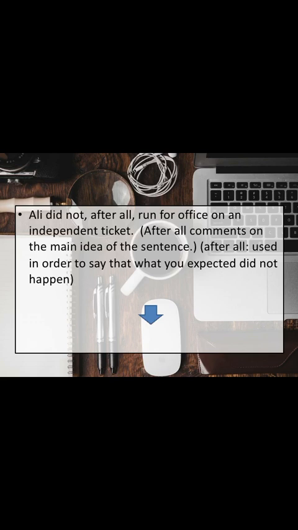Okay. Ali did not, after all, run for office on an independent ticket. After all comments on the main idea of the sentence. After all means used in order to say that what you expected did not happen. فالترجمة راح تكون لم يترشح علي خلافا للتوقعات لمنصب الرئاسة كمستقل. ممكن أيضا أنه تترجم إلى أبدي خلافا للتوقعات وأخلي فاصلتي خلافا للتوقعات، لم يترشح علي لمنصب الرئاسة كمستقل.